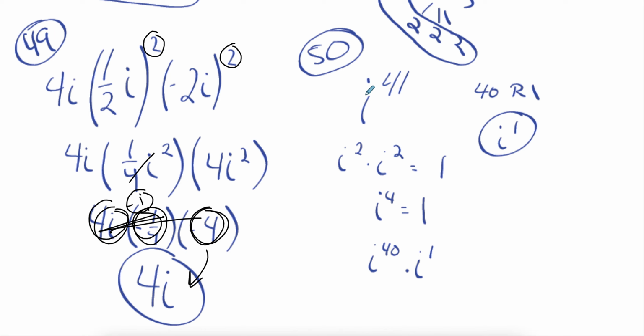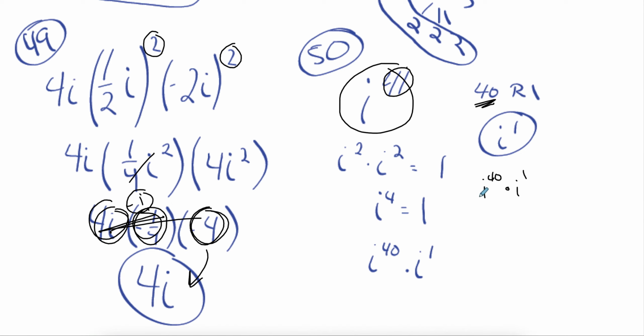last one here, and then we'll get rolling with the lesson. So i to the 41. If you remember when we went through these, we looked at what number closest to 41 is nicely divisible by 4. And that is a 40. So then we rewrote this out. We have i to the 40 times i to the first. Because this would get me 41. Remember exponent properties? We just add the exponents together.